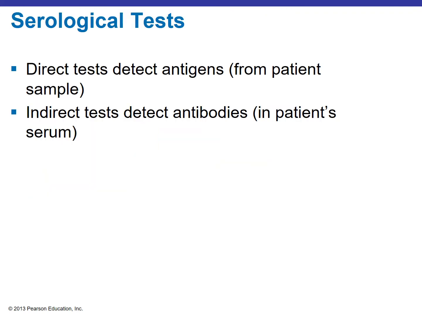Just to remind you, the direct tests are detecting antigen. So that pregnancy test that we just looked at is a direct test. The indirect tests would be detecting antibodies. So we saw how you can do a lot of these tests. They can be either direct or indirect, and I know that the lab exercise that you do asks you whether the tests that you did were direct tests or indirect tests.